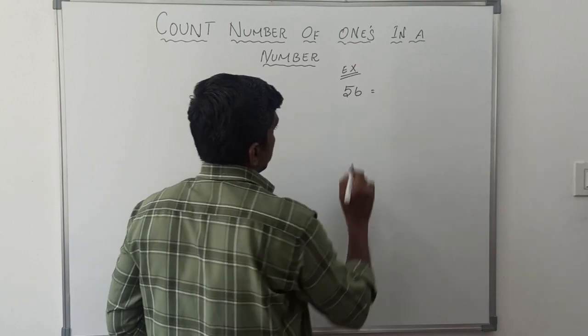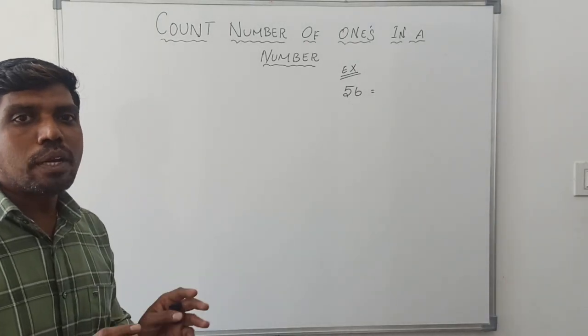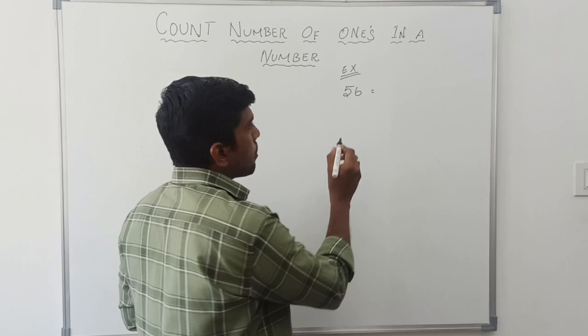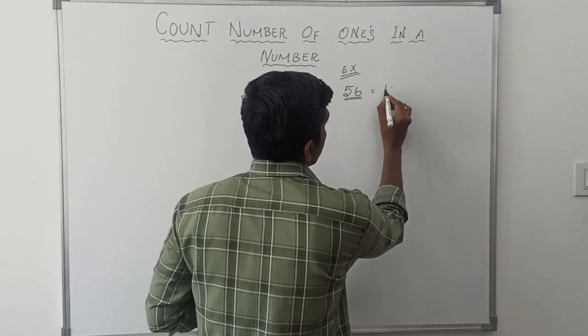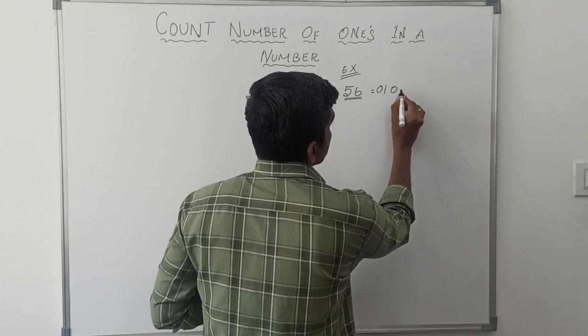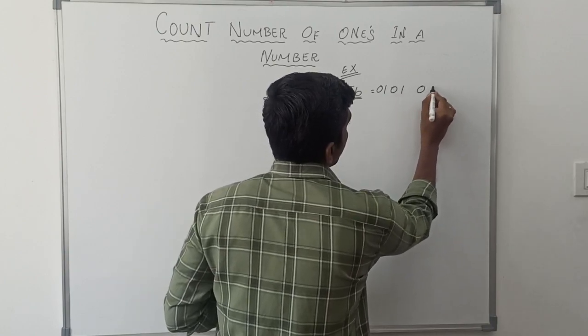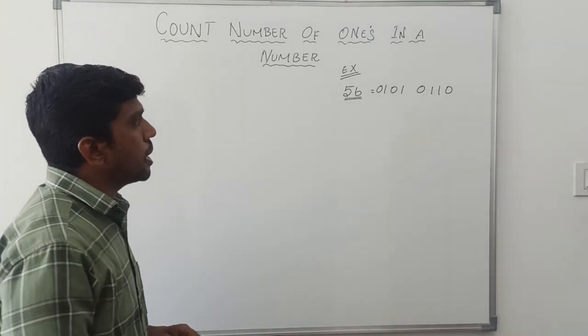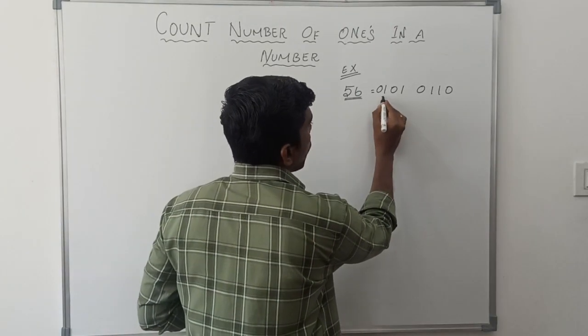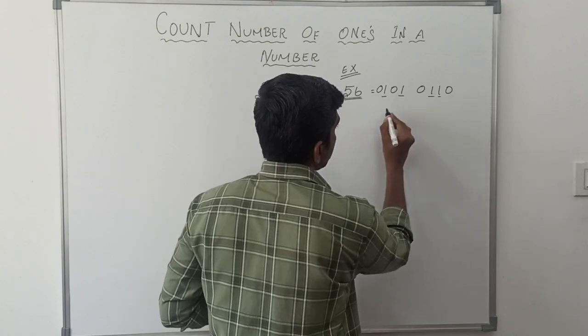56 is a given number. So in this 56, how many ones are present? Before that, first convert this 56 into a binary number: 0 1 0 1 0 1 1 0. So it's an 8-bit value, and in this 8-bit value, there are 4 ones.